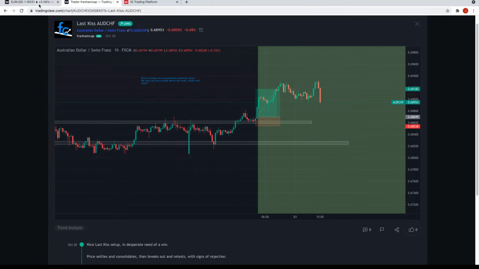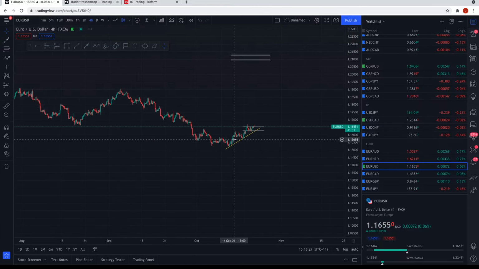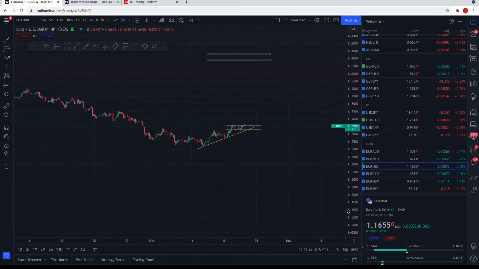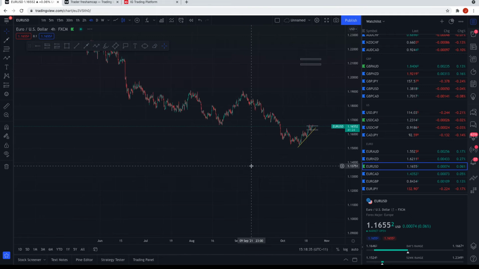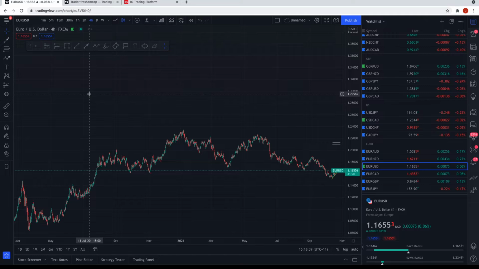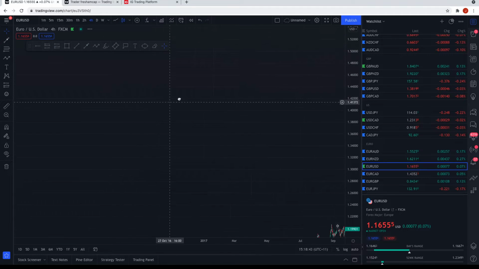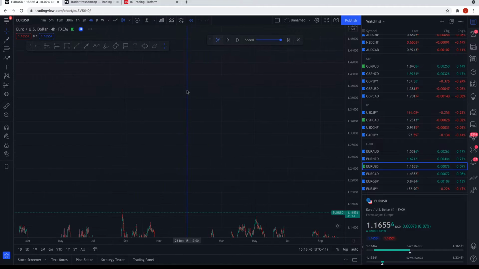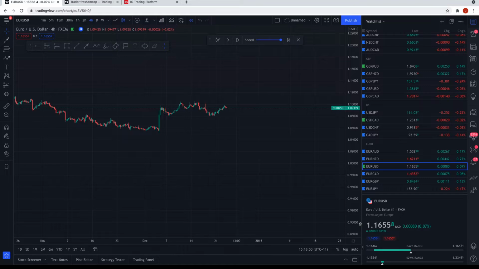So I'm going to backtest this strategy for you guys today and just show you how simple it is and how it works. So here we go. Here's another setup from the Euro USD trading day today. But yeah, let's get back testing. Let's go to a random spot and we'll start.